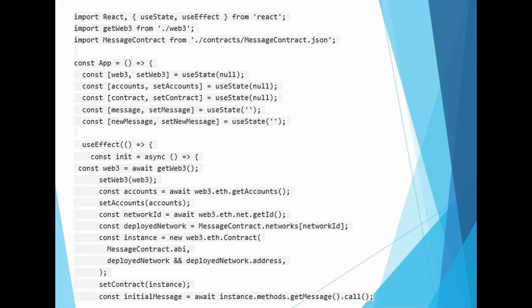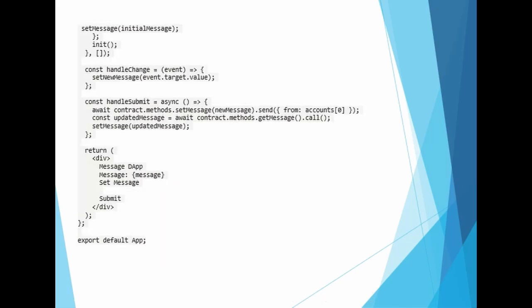Then the useEffect hook is used to initialize Web3, get user accounts, get the contract instance, and fetch the initial message from the contract when the component mounts. Then handleChange updates the state newMessage when the input field changes. handleSubmit sends the new message to the smart contract and updates the displayed message after the transaction is confirmed.